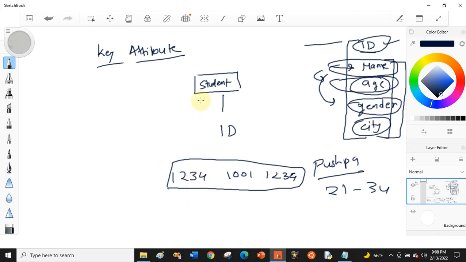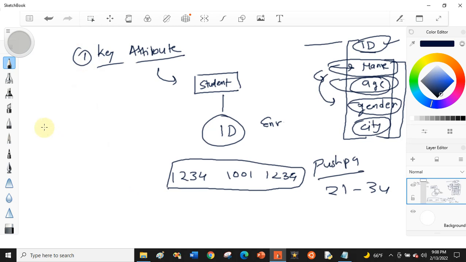Similarly, in any university or college you get an ID number which is known as an enrollment number. This type of attribute, which represents the entire entity, the characteristics of any entity, is known as a key attribute. So this is the first attribute.